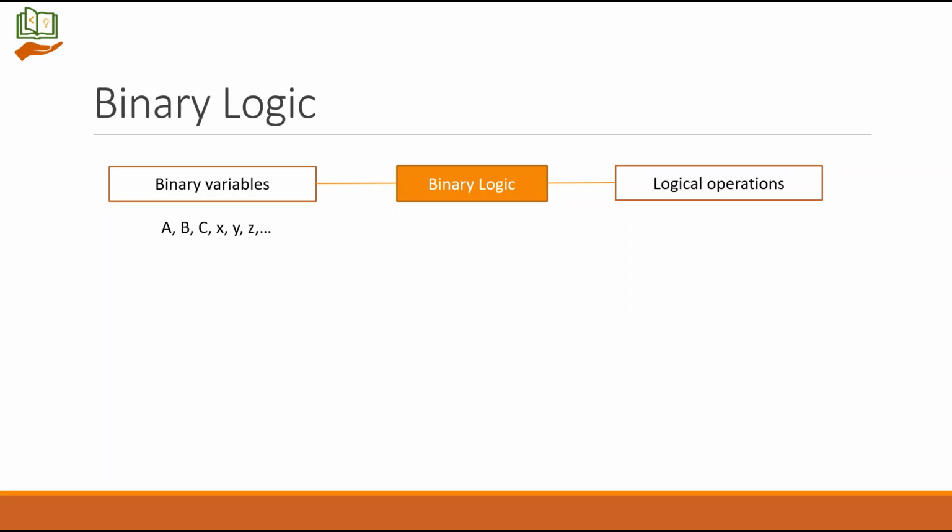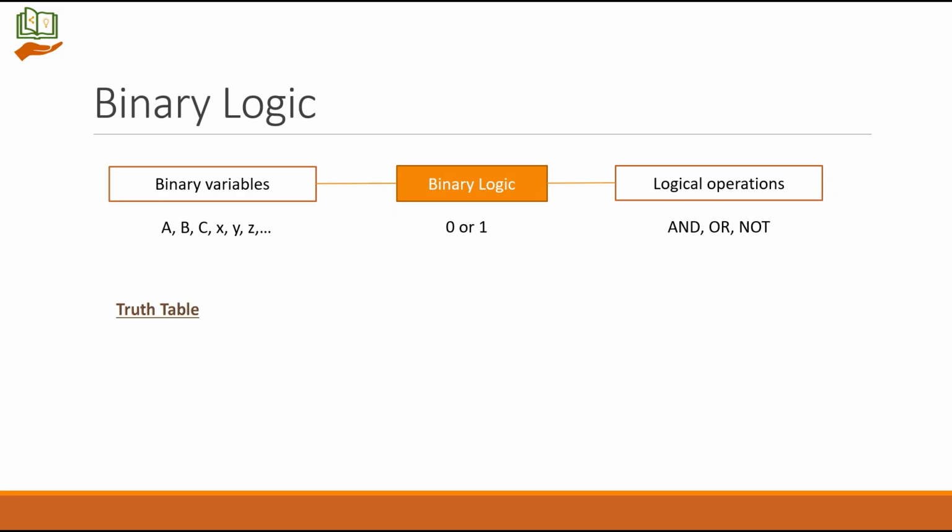What are the binary variables? We usually represent them using capital letters or small letters. What are the logical operations? We can term AND, OR, NOT as of now. Whenever you use these binary variables along with the logical operations, the result will either be 0 or 1. That's why we are terming this as binary logic. It is not about the number of operands, it is about the number of elements that we are dealing with.